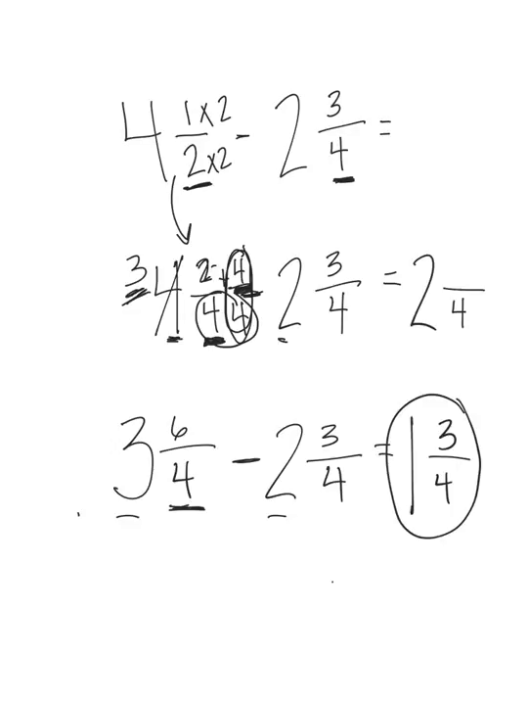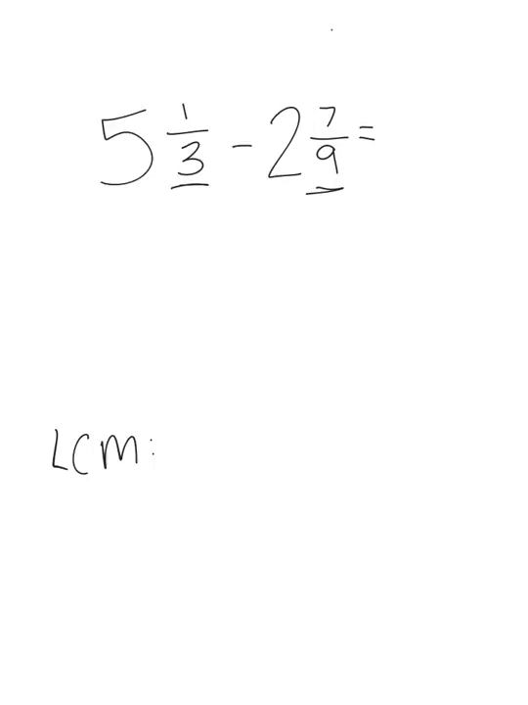Okay. Let's look at another example. Let's take 5 1/3 minus 2 7/9. Okay. And again, my denominators are different. So the first step that I want to do is to make those like denominators. And we know from our previous practice that we can take our least common multiple between 3 and 9 and make our denominators equal our least common multiple. But we first got to find our least common multiple.